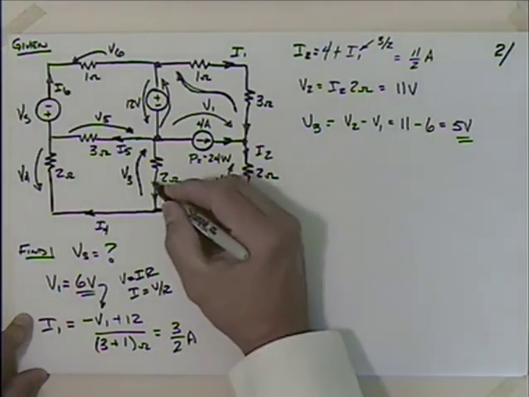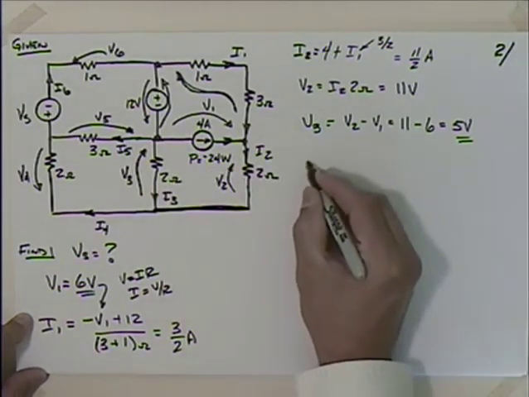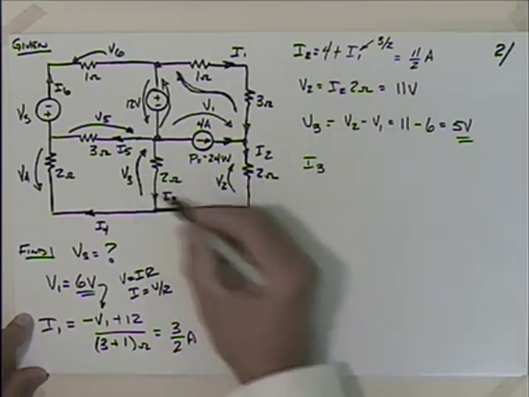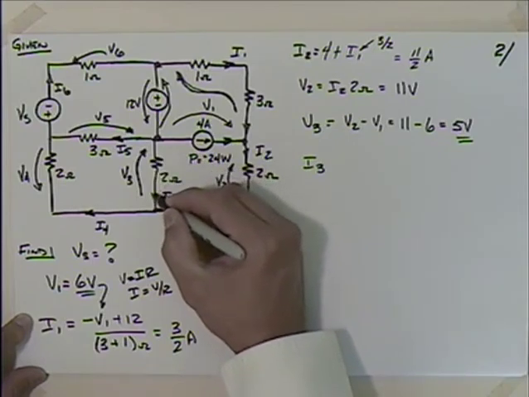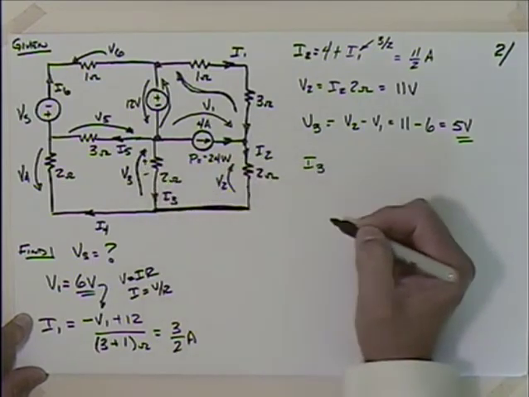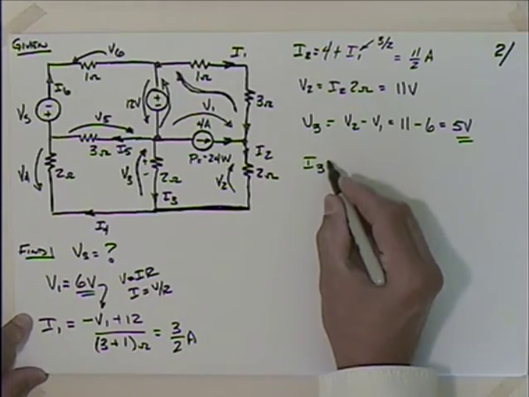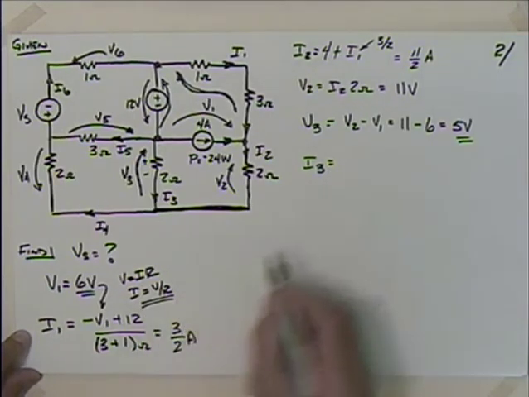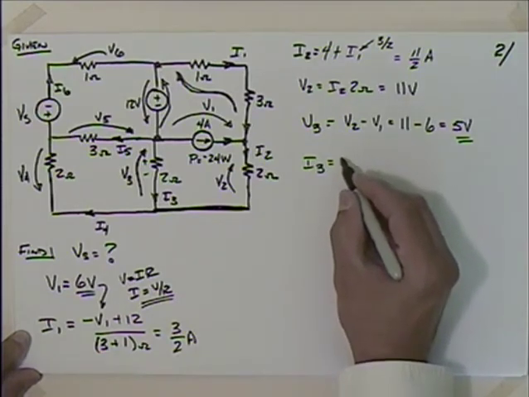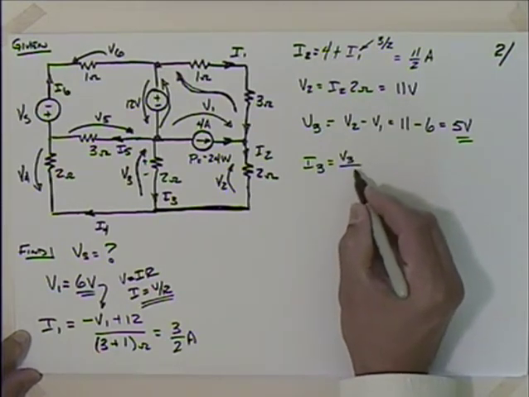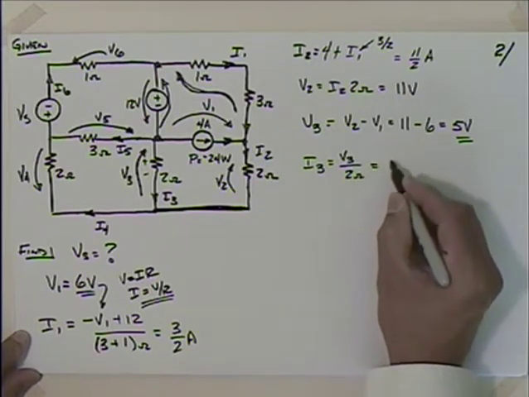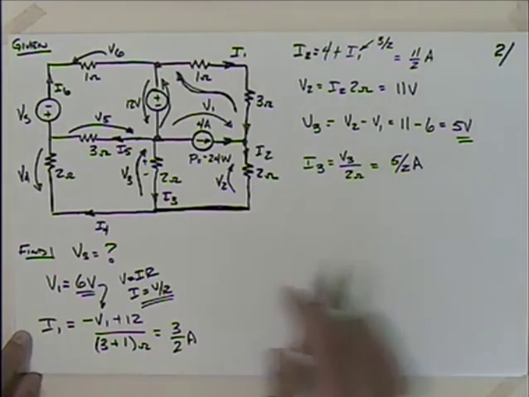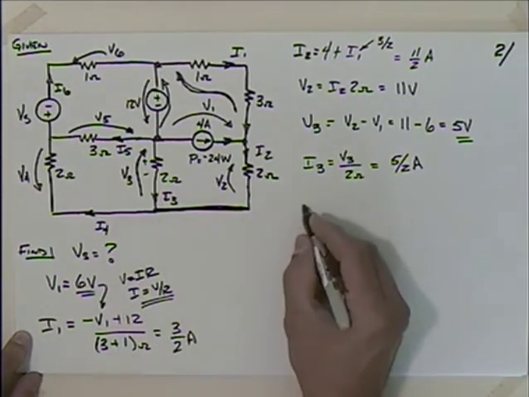So that's V3. That's opposite of I3, so we can simply say that I3, that's why I try to arrange those opposites so I don't end up with a negative sign between them, because as this current comes down through here, it's going to go from positive to negative, right? So I've got I3 that's going to be equal to, what do we have here? V over R, right? So we would take V3 and we would divide by 2 ohms, which gives me 5/2 of an amp.